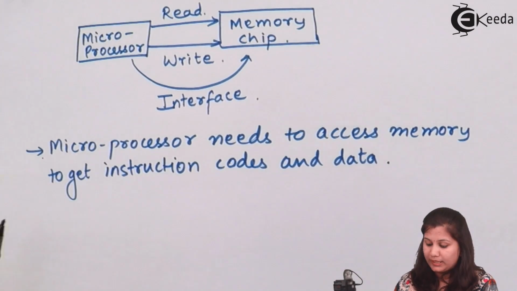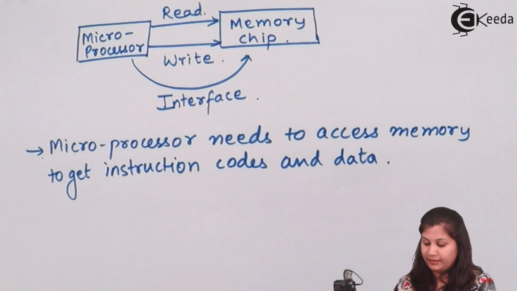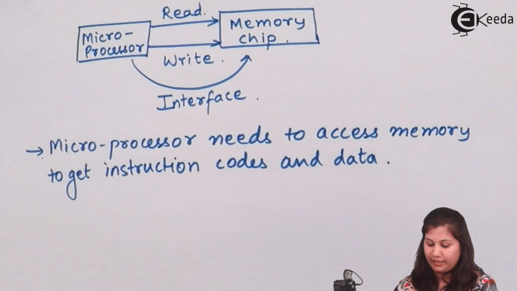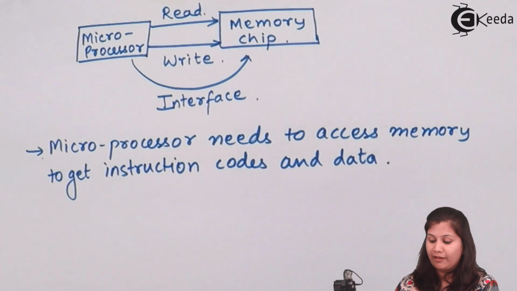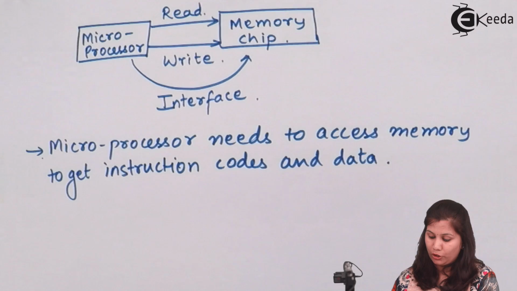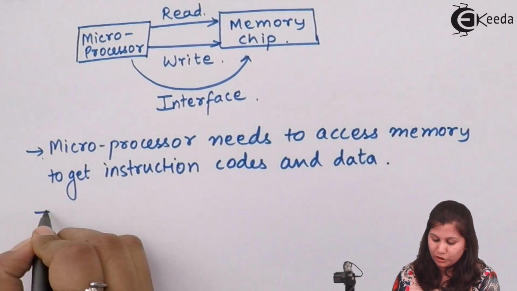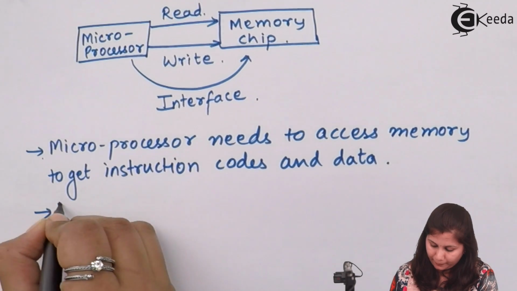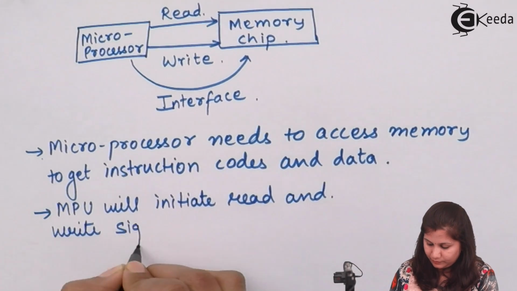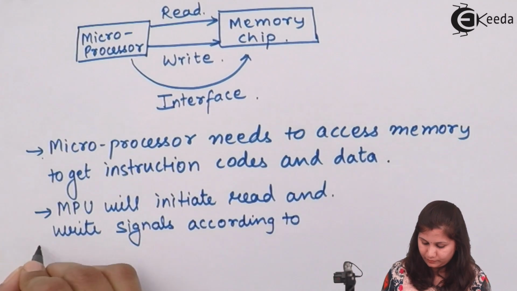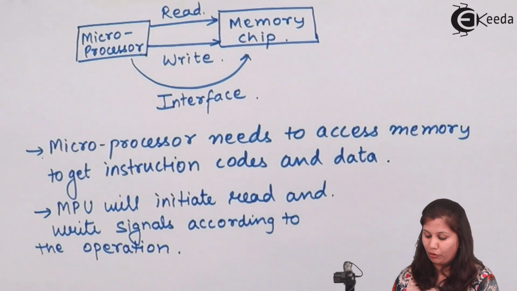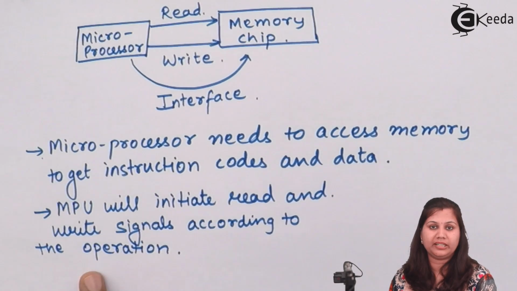So the microprocessor needs to access the memory to get the instruction codes and the data. Instruction codes means the programs are written in the memory. So if the microprocessor wants to fetch the instructions, that will be done from the memory, and also the data that is stored in the memory. So if we want to access the memory, it will initiate the read and write signals. According to the operation which the microprocessor wants to perform, it is going to initiate the read and write signals.